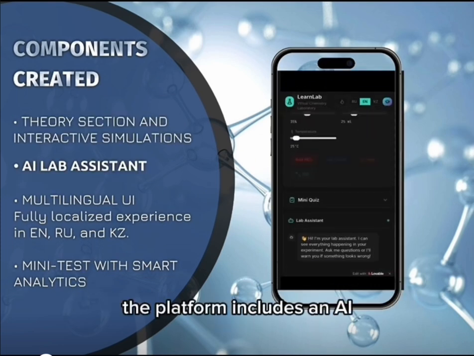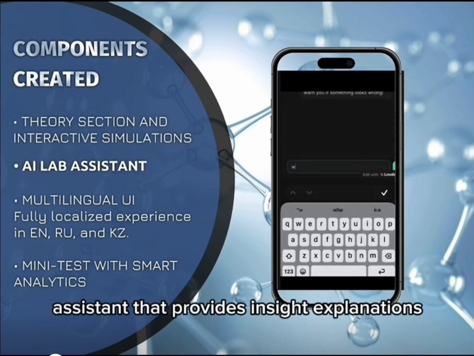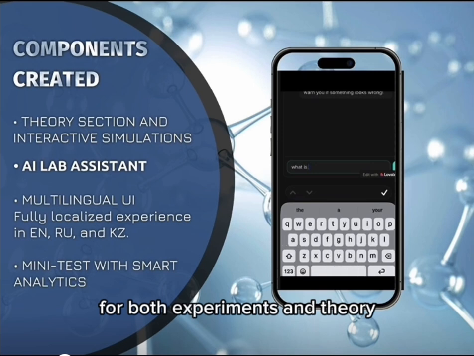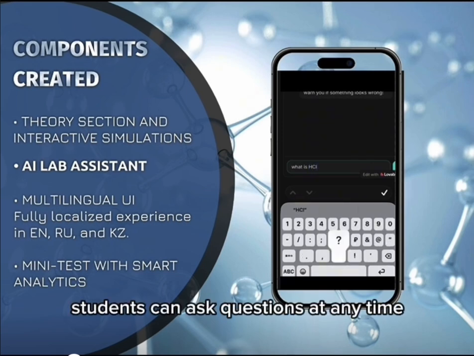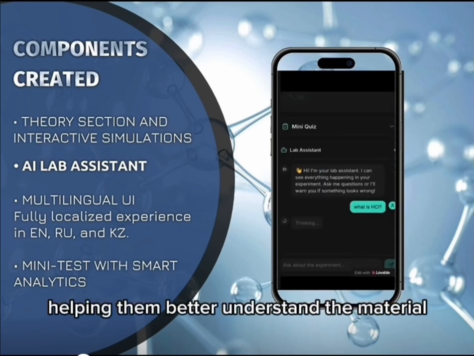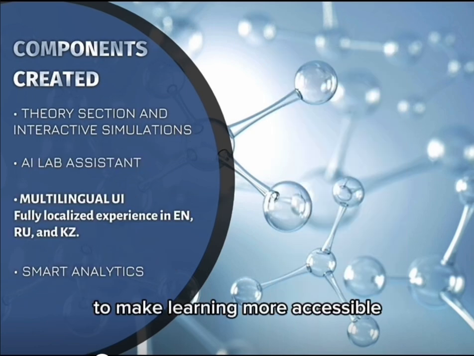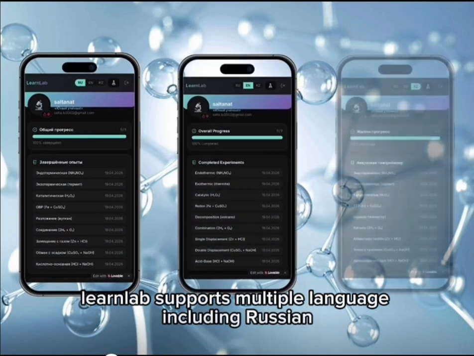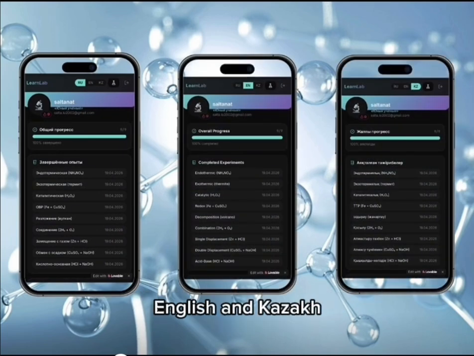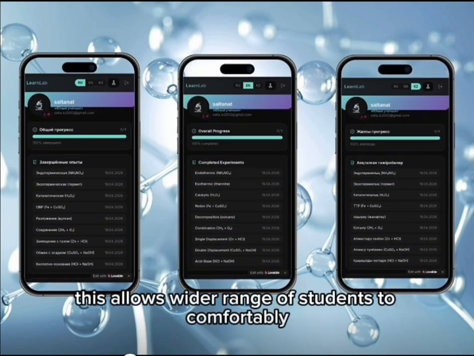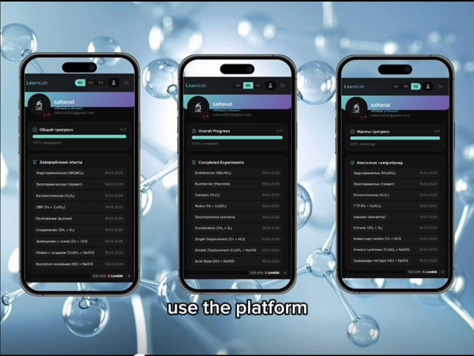The platform includes an AI assistant that provides in-depth explanations for both experiments and theory. Students can ask questions at any time, helping them better understand the material instead of just following instructions. To make learning more accessible, LearnLab supports multiple languages, including Russian, English, and Kazakh. This allows a wider range of students to comfortably use the platform.